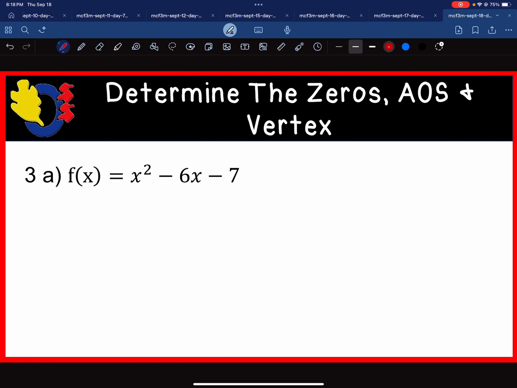Okay, so this time we have to look for a little bit more information here. We have to find the zeros, the AOS, axis of symmetry, and the vertex. Okay, so we're going to start by factoring to find the zeros. So 1 and 1, because it's a simple trinomial.